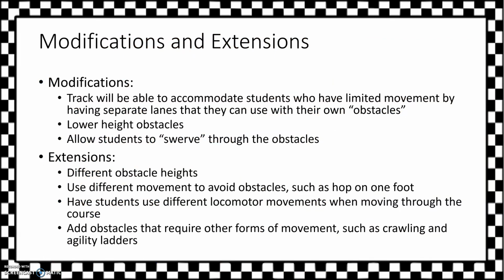So, modifications and extensions. The modifications are the track will be able to accommodate students who have limited movement by having separate lanes that they can use with their own obstacles. An example would be having a separate lane with obstacles that they obviously can't jump, but instead they would maneuver themselves around obstacles. So say if they're in a wheelchair, they would weave themselves through obstacles, or if they can't jump over obstacles, then they can again just weave through obstacles.